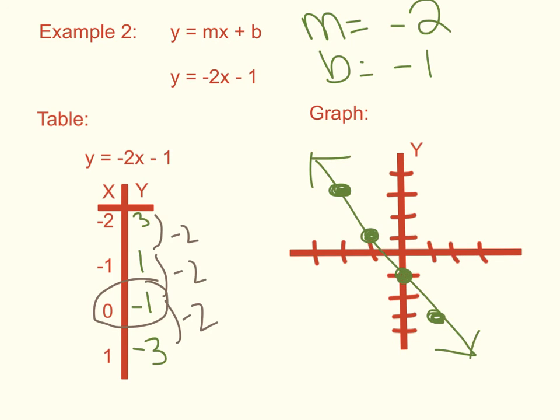We can identify the slope and the y-intercept on our graph by looking here that we are going down 2 points and over 1, down 2, over 1, down 2, over 1. And our y-intercept is at the point 0, -1, and we know that it is -1 on the y-axis, which is right there.